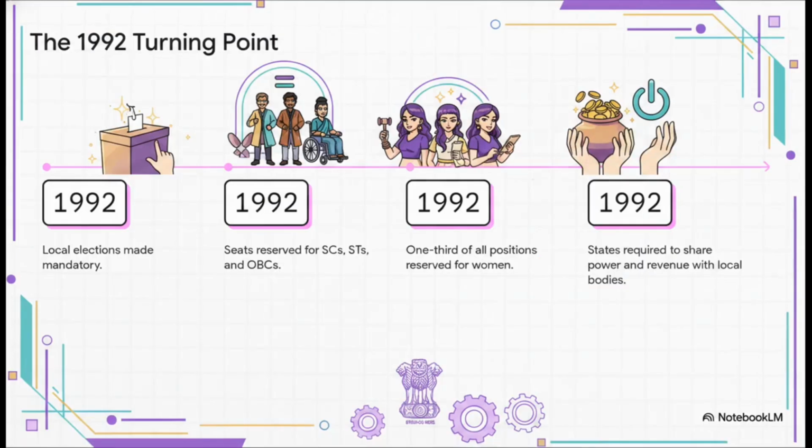Now, the real game changer for local government in India happened in 1992 with a major constitutional amendment. This was huge. All of a sudden, local elections became mandatory. Seats were reserved to make sure marginalized communities and women had a voice, and, crucially, state governments were now required by law to share both their power and their money with these local bodies.